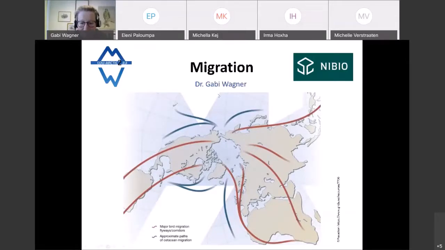Okay, let's go. I'll just try to find a different laser pointer. Here we are. So now we're in business, I think. Okay, so we're going to talk about migration. And since we're dealing with the EDU-ARCTIC2 program, we're mostly going to focus on migration in the Arctic. And as you can see from this very rough overview map here, there are a lot of migration routes that lead to and from the Arctic.